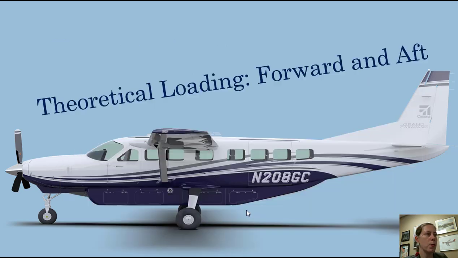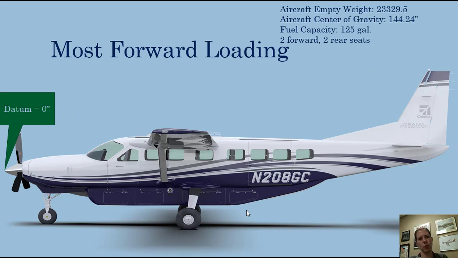Now, once we have removed a piece of equipment, we want to see if that has changed our loading of the aircraft and make sure that we aren't going to inadvertently load the aircraft outside of its normal operating envelope, our safe operating envelope. And so to do that, we are going to do a theoretical calculation of our forward adverse loading and our aft adverse loading. So for the most forward loading, we're going to start with that. Here's some information.